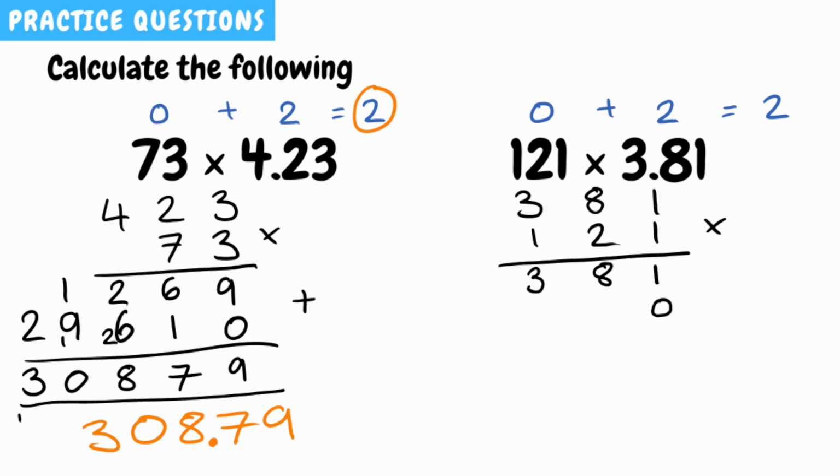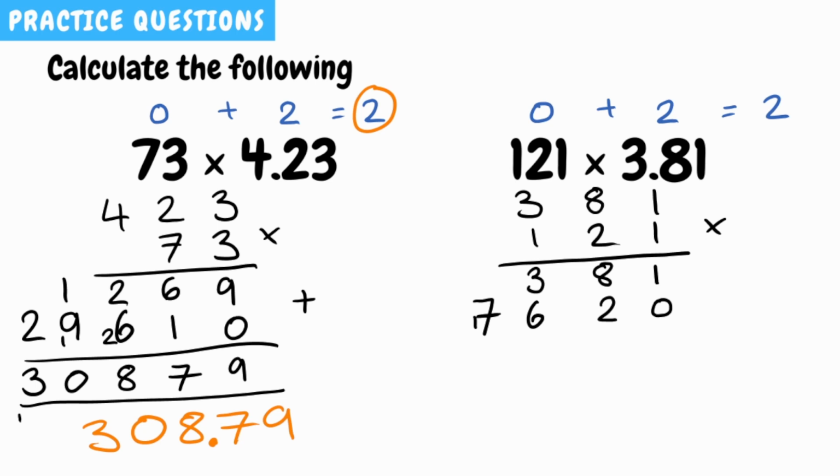We're then going to do 2 multiplied by 1, which is 2. We've then got 2 multiplied by 8, which is 16. So I'm going to put a 6 in this column and carry over a little 1 into the next column. And then we're going to do 2 multiplied by 3, which is 6. Adding on the 1 we've just carried over, that's going to give us a 7 in this column.